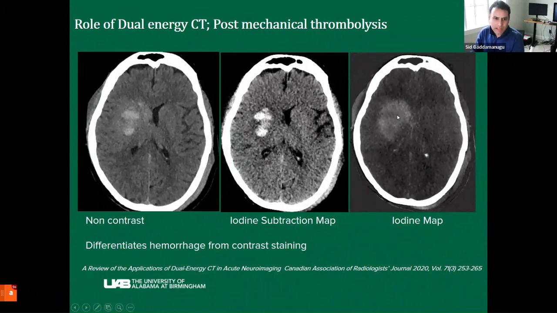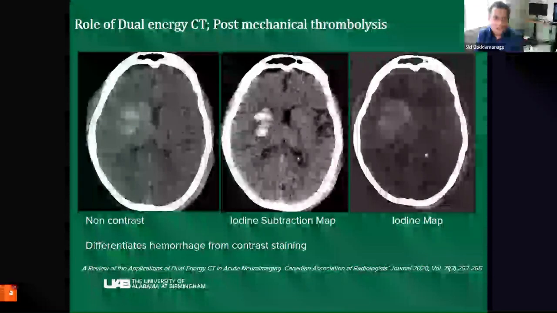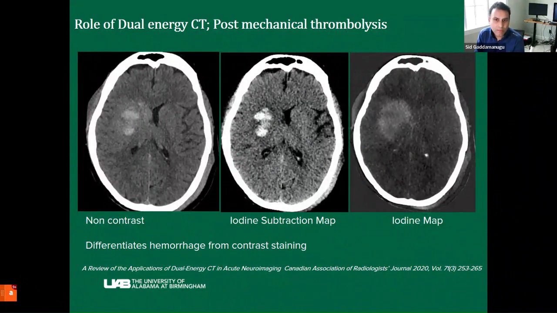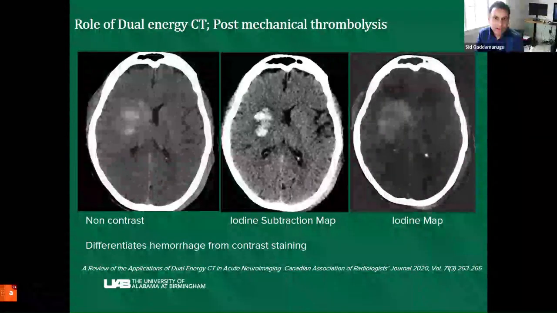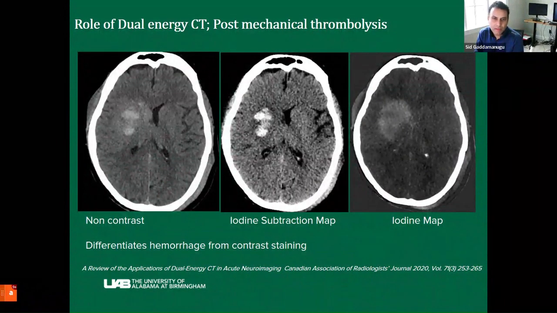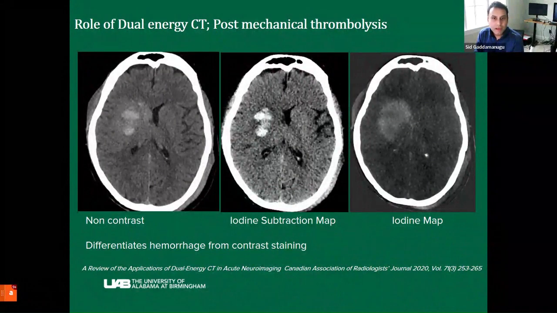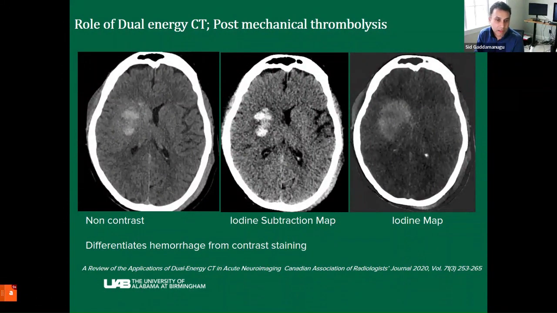So that's one benefit of dual energy CT, and we employ it after mechanical thrombectomy, to differentiate between contrast staining and hemorrhage. It is clinically of value because if a patient actually has contrast staining, we just go ahead with our routine management. We don't make a change in the patient's management. But if there is hemorrhage, then depending on the size of the hemorrhage, anticoagulants and antiplatelets are temporarily stopped.